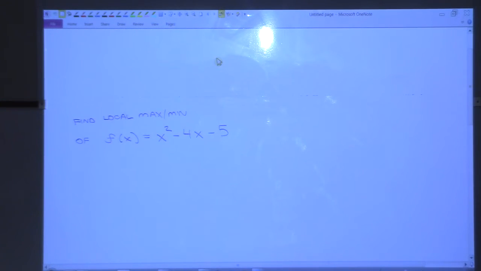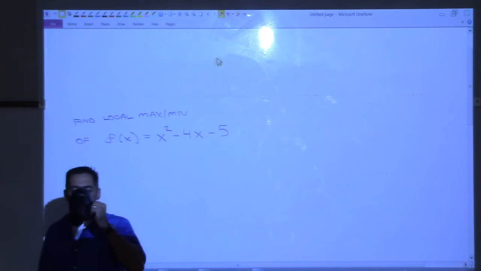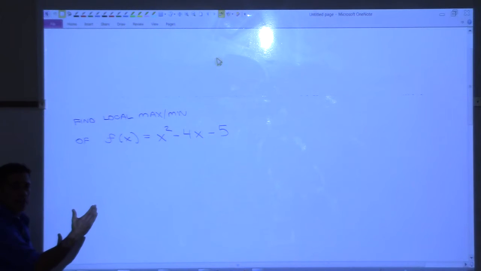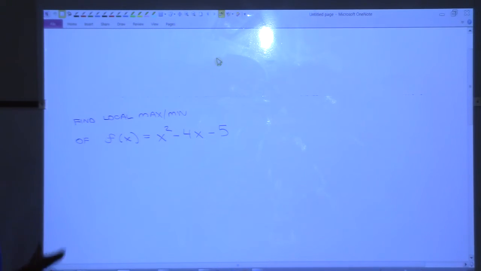Now we actually know this is a parabola, right? Opens which way? Up. So this should have a local minimum, shouldn't it? But will it have a local max? Shouldn't, all right? So let's go through the procedure.